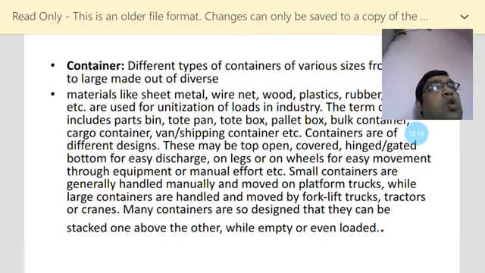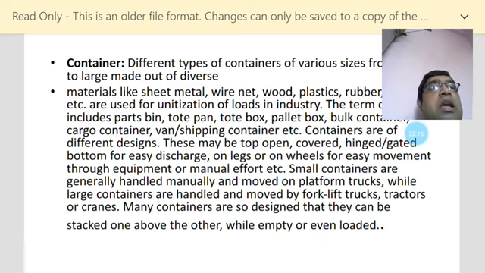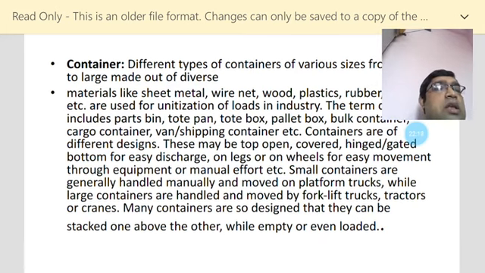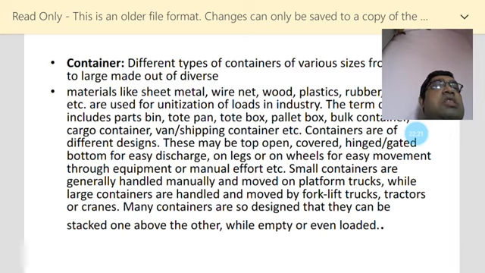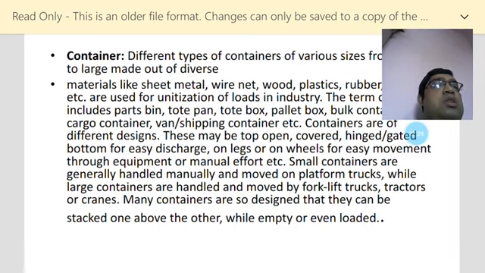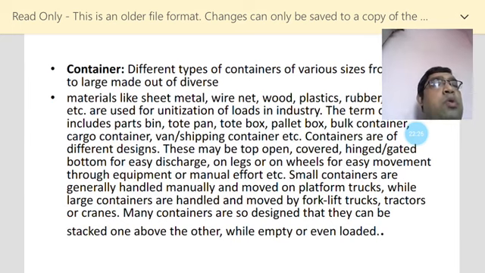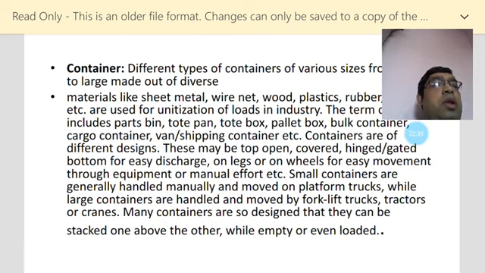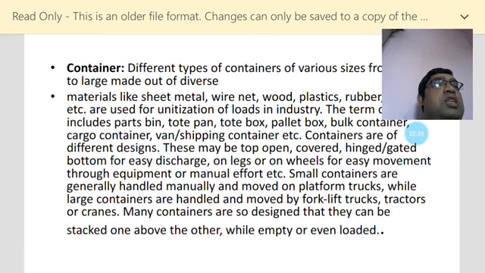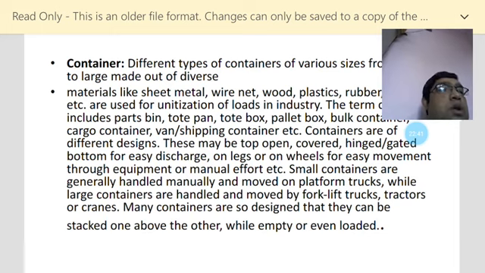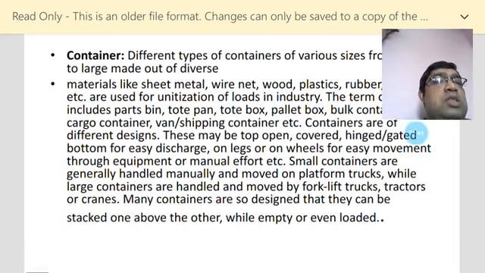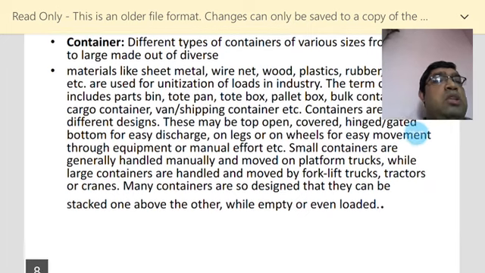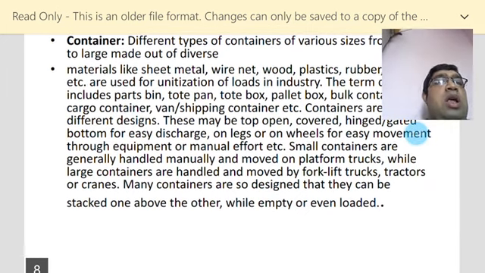It can be top open, with a hinged gated bottom for easy discharge. Sometimes easy discharge procedures are required for the container, and loading and unloading take the same time, but with a bottom discharge, unloading time is less, which benefits the transfer of these materials. Another option is legs or wheels for easy movement through equipment or manual efforts, etc.